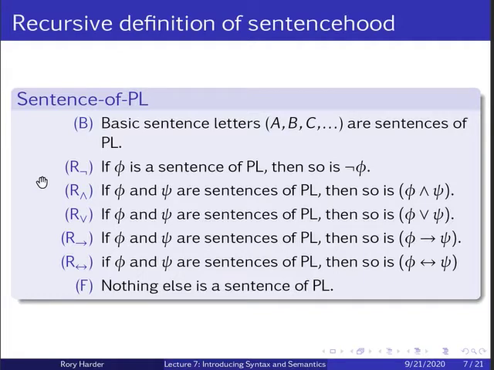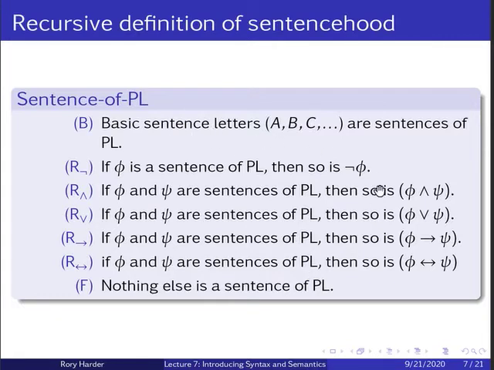Now, the crucial thing to note is that these variables phi and psi are never themselves sentences of the logic. Now, this is a subtle point, but it's very important that you understand this point in order to understand why it is that we're using these variables and how they work. So this definition tells us that to begin, basic sentence letters like A, B, C, etc. are sentences of our logic. And then, given that we have these sentence letters as sentences, we can recursively apply these rules to those sentence letters to build up complicated sentences.